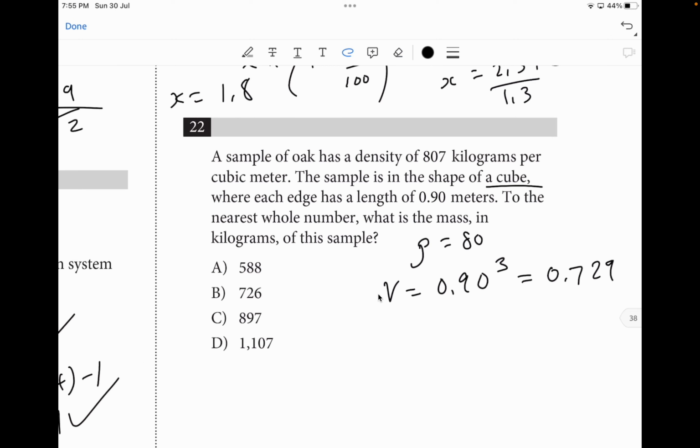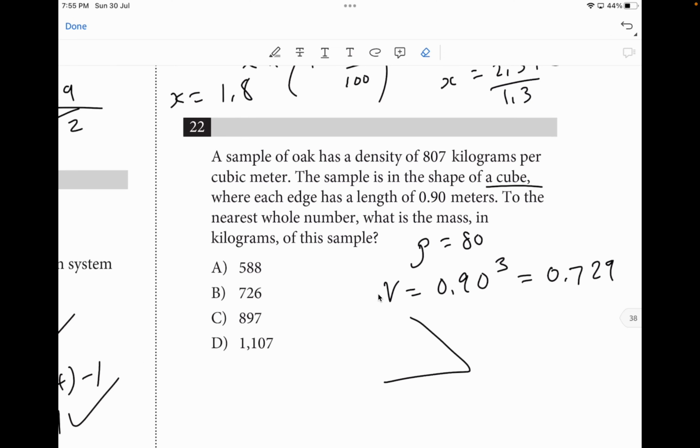And therefore, for the mass of the sample, we know that there's a formula relating density, mass and volume. I think it's like this. Let me just search up the density mass volume formula so that we know that we're doing this correctly. Okay, so the formula is like this.